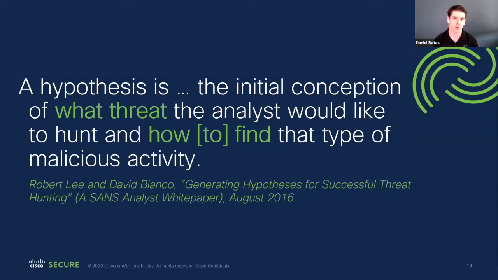We can't look for all threats. That's far too broad of a scope. But we can identify some specific type of malicious activity that we want to identify in the environment and how we might go about finding it. So that is what the hunter is going to do. And that initial conception is what we call the hypothesis of the hunt. But it's really just a testable idea of what threats might be in the environment and how we can go about finding them.